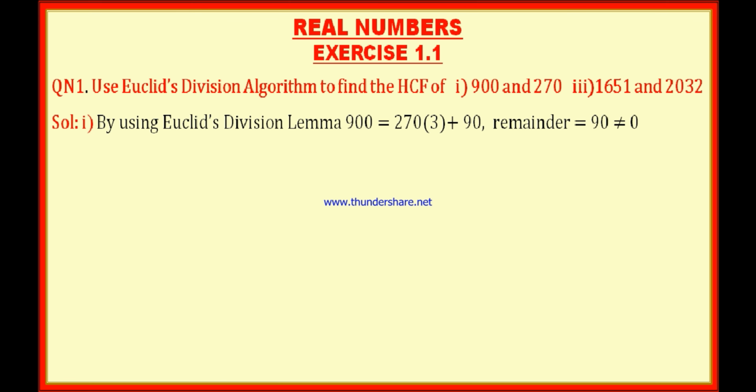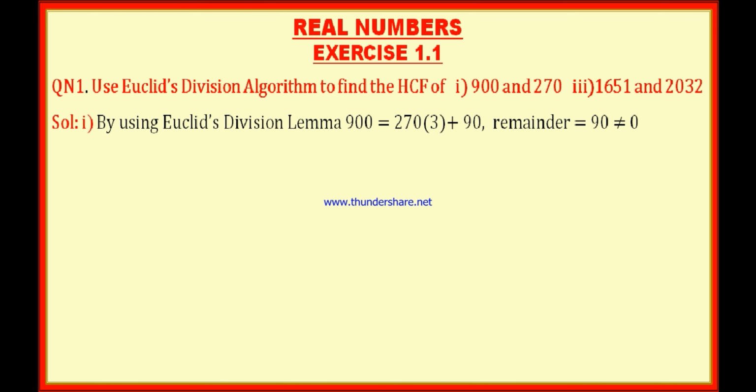If we divide 900 with 270, 270 goes into 900 3 times and the remainder is 90. Therefore, by using Euclid's division lemma, 900 is 270 into 3 plus 90. Here what is the remainder? Remainder is 90 and is not equal to 0.